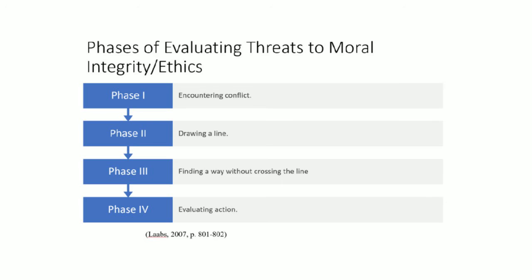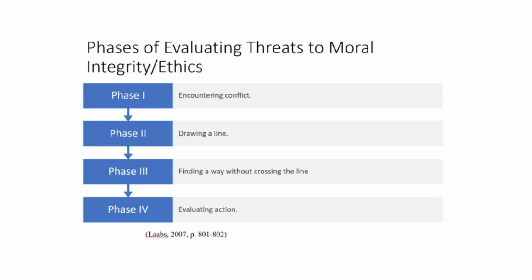Phase 1 involves encountering the conflict. This is the encounter that creates the conflict between the nurse practitioner's beliefs or values and the ethical dilemma that the patient, employer, or some other stakeholder presented. Then there's drawing a line. In this phase, the NP determines what they are and are not willing to do, and yet still be ethical or maintain their integrity. The third phase is finding a way without crossing the line. The nurse practitioner tries to determine a way to solve the ethical dilemma while not crossing their own line and following their own ethical code.